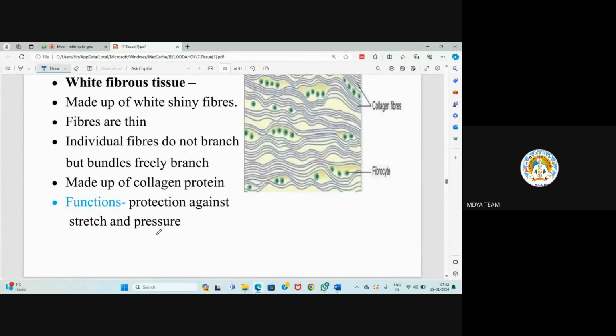It contains much of our body. Collagen protein is very important for us, and it is present in so many portions of our body, and it provides strength in our body, like in skin, in muscles, and these fibers are made up of those collagen protein only.